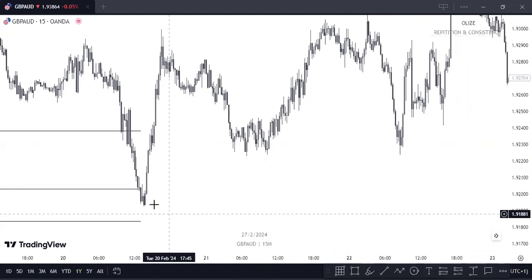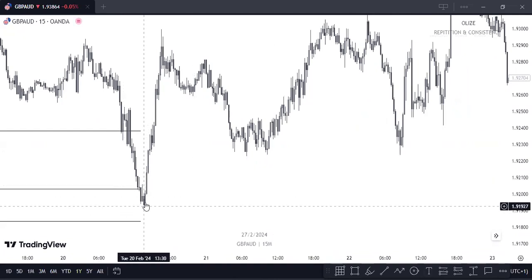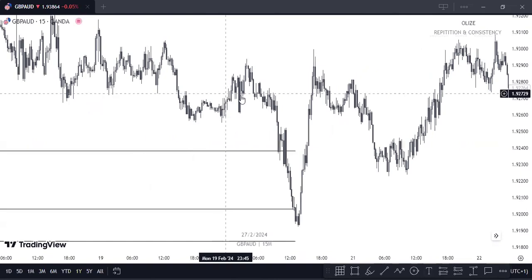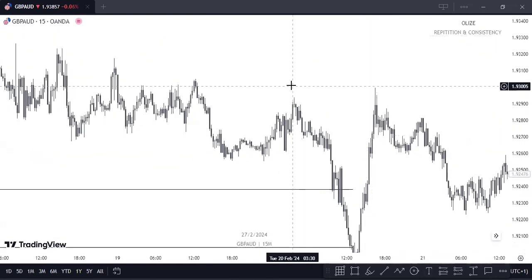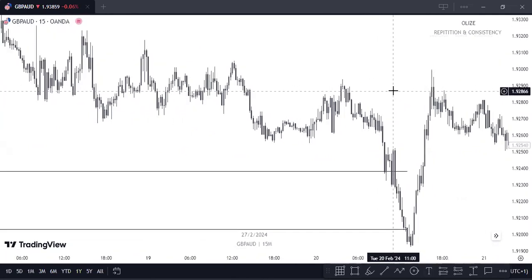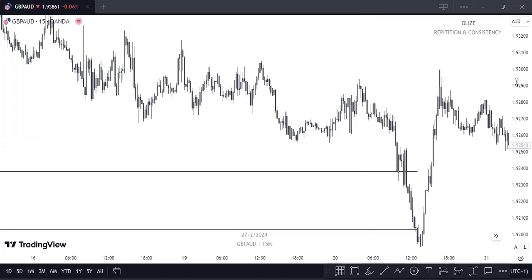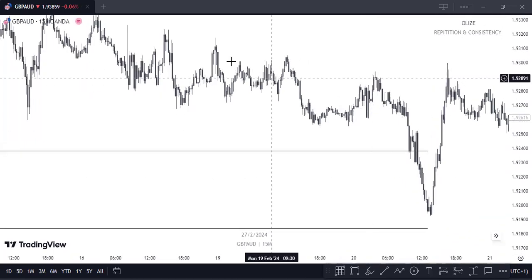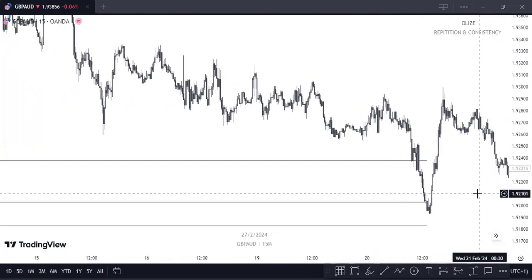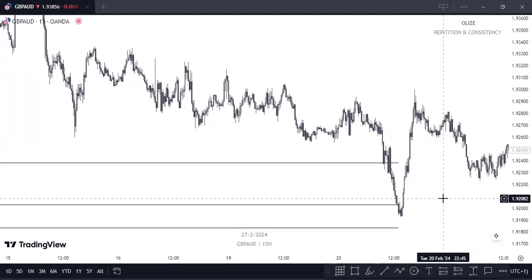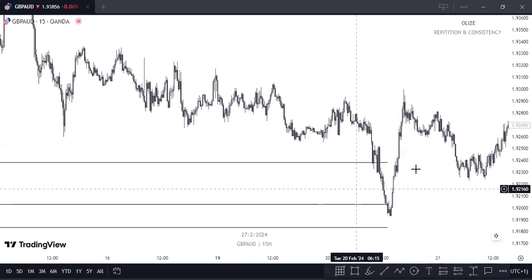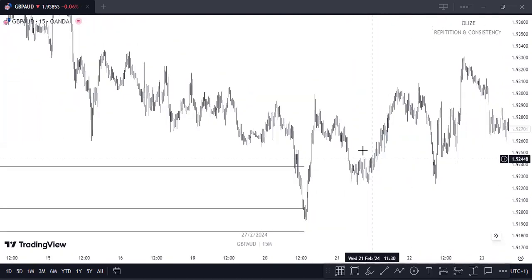So as you can see, this is a mitigation, right? Yes. Okay. So are you seeing any sell setup here before price mitigated this guy? Yeah, it's not too clear, but yes, I'm seeing it. Yes, there's a sell setup. Okay. But what did price do?